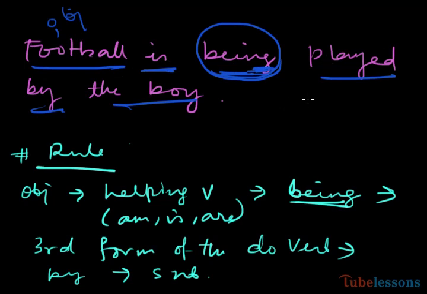So, what is the rule of present continuous tense? Object, then helping verb, in this case am, is, are, then we are adding being. Then third form of the do verb, by, and then subject.